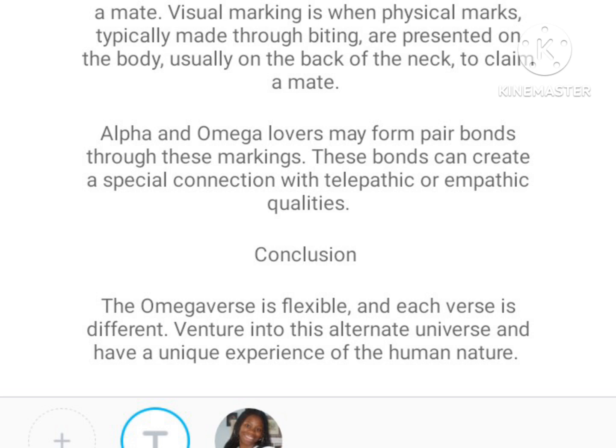Alpha and omega lovers may form pair bonds through these markings. These bonds can create a special connection with telepathic or empathic qualities. Conclusion. The Omegaverse is flexible, and each verse is different. Venture into this alternate universe and have a unique experience of the human nature.